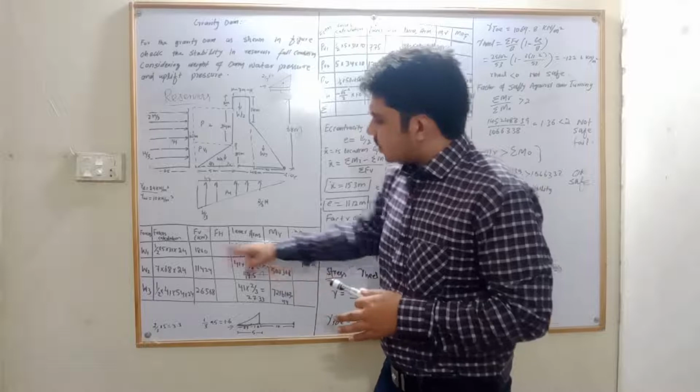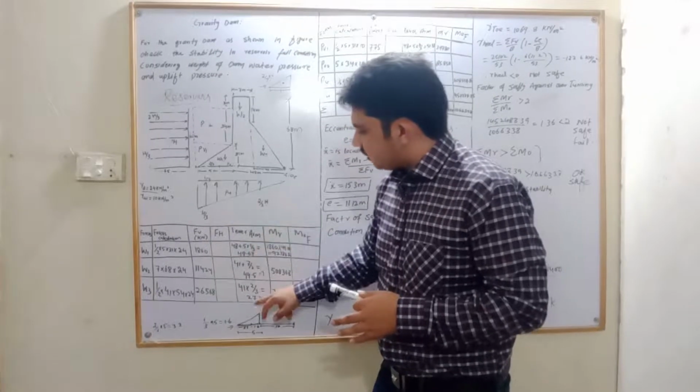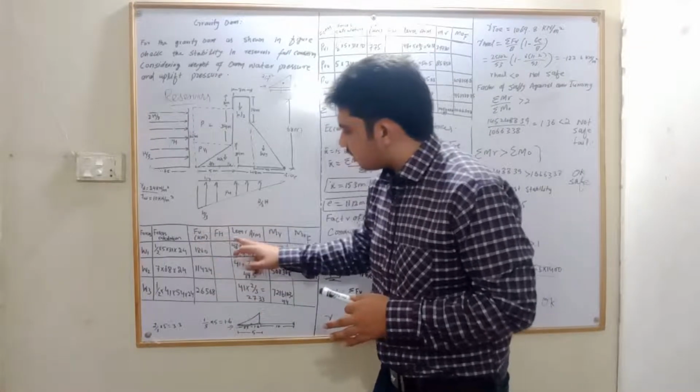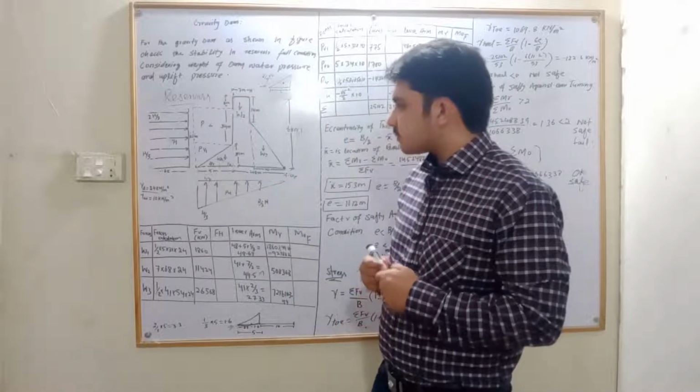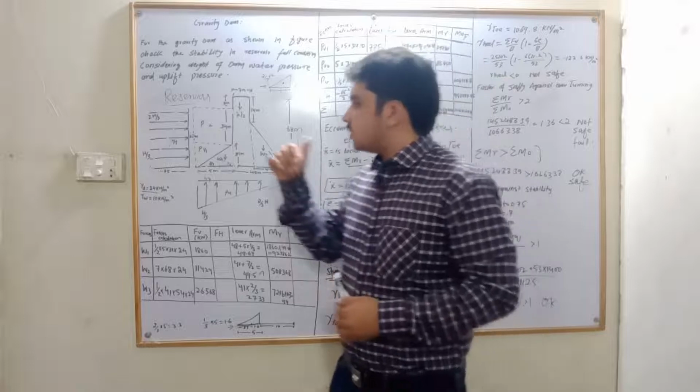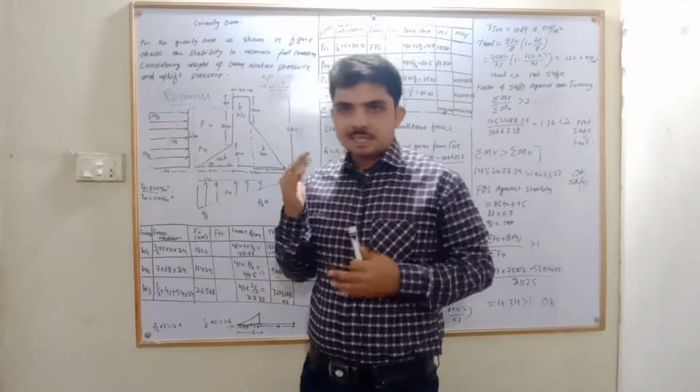So these all are the vertical loads, and this is the lever arm. So we will multiply load by lever arm, and you will get the resultant moment. Now we shift to the forces of the water which is exerted on the dam.